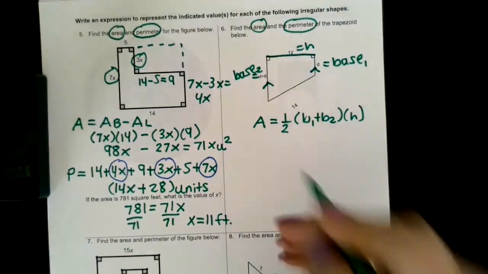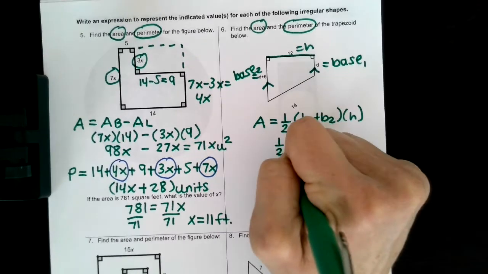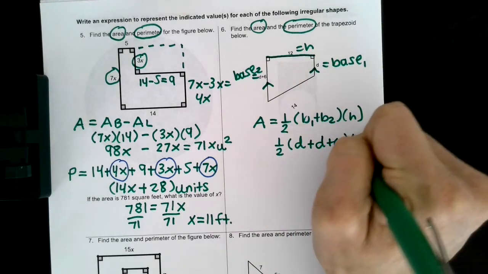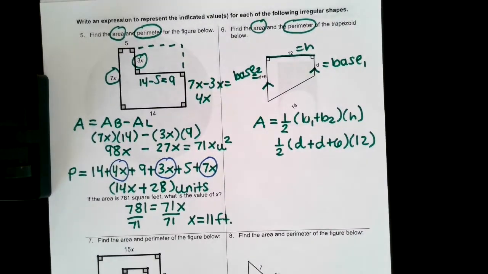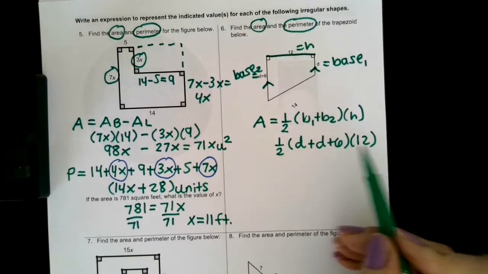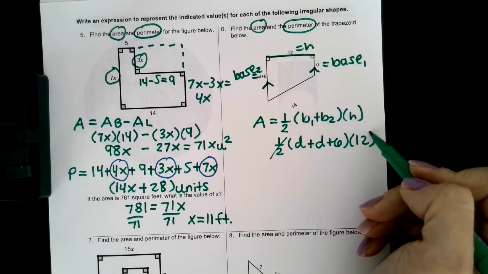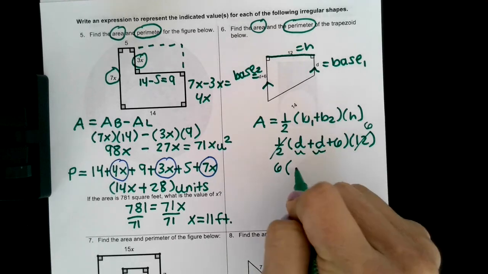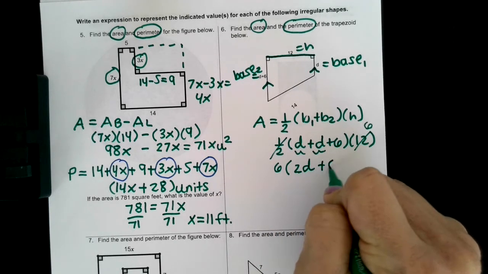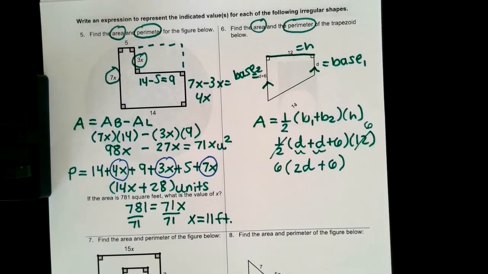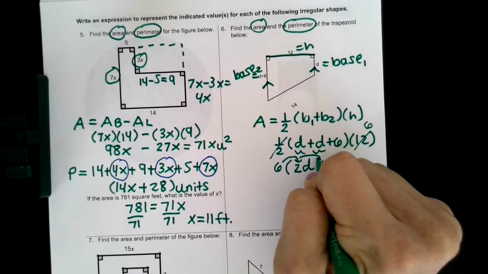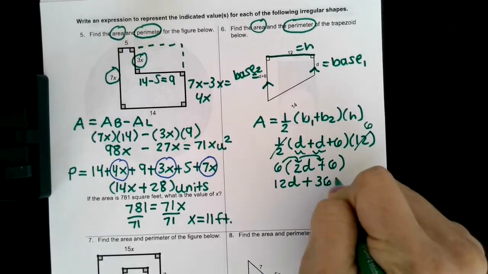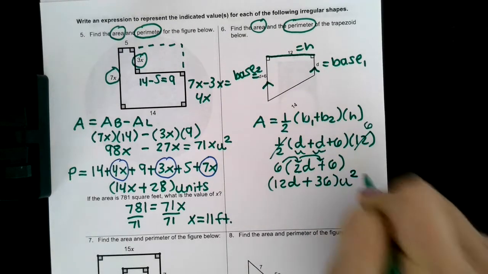So let's plug it right into the formula. We have 1/2 base D plus base 2, D plus 6, and we're going to times it by the height of our trapezoid, which is 12. Okay, we can take 1/2 of 12, which is 6. So I'm going to replace this with 6 times, and combine my D's together, so 2D plus 6. And if you want to, you can distribute the 6 over the parentheses. So you finally get 12D plus 36, and I'm going to write this as units squared. This was our area.